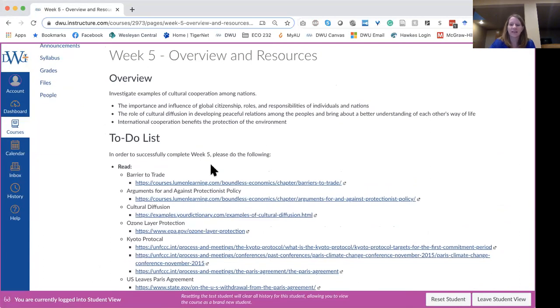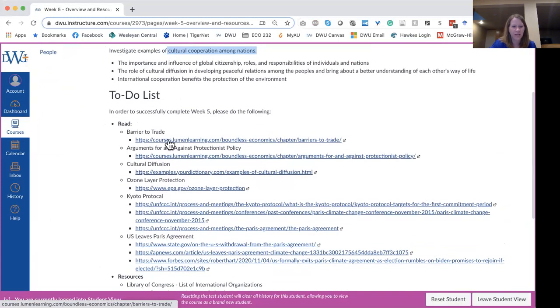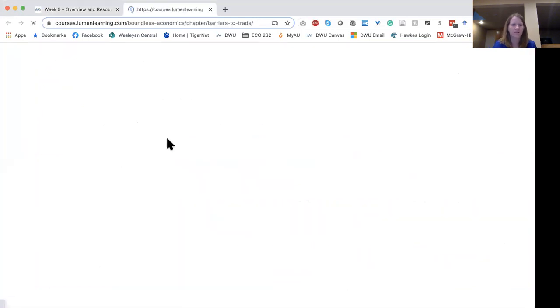This week is going to continue on with our look at international trade and how it affects us at the local level. Specifically this week, we're going to look at the cultural cooperation among nations and at international agreements and organizations. To start with, for reading, we've got a little bit more of our Boundless Economics textbook.